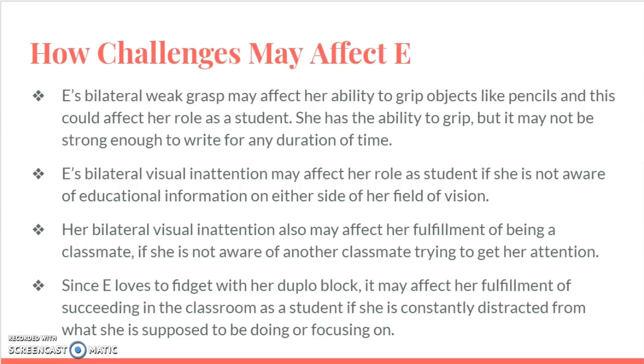Her bilateral visual inattention may also affect her fulfillment of being a classmate if she is not aware of another classmate trying to get her attention. Since E loves to fidget with her Duplo block, it may affect her fulfillment of succeeding in the classroom as a student if she is constantly distracted from what she is supposed to be doing or focusing on.